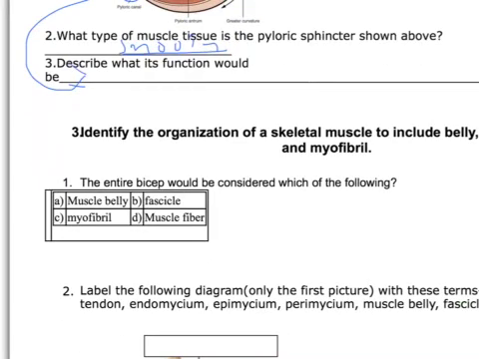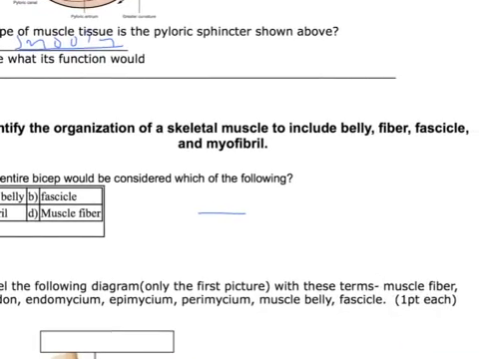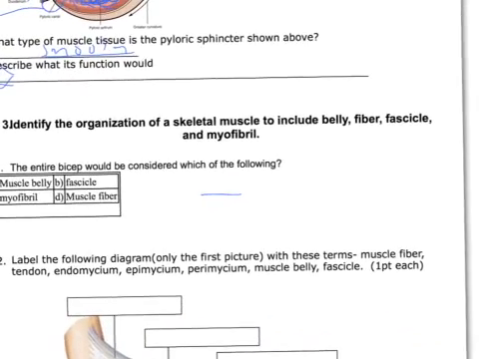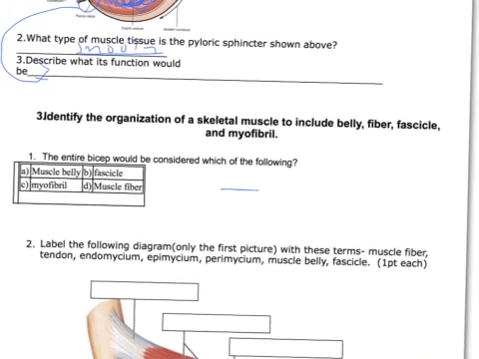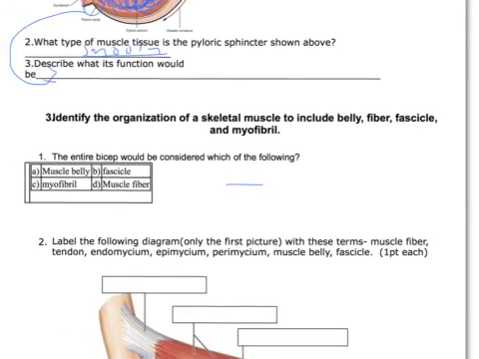All right, we just dominated 2 targets. How's it feel? Feels good. Identify the organization of a skeletal muscle to include belly. We got to scroll over. Oh, I got belly, fiber, fascicle, and myofibril. Okay, so hopefully you can draw from scratch all of these. I may just ask you to do that. Okay, so I say draw all of these and label them.